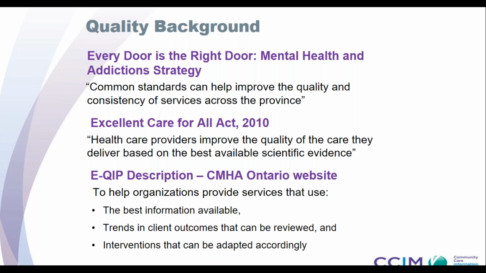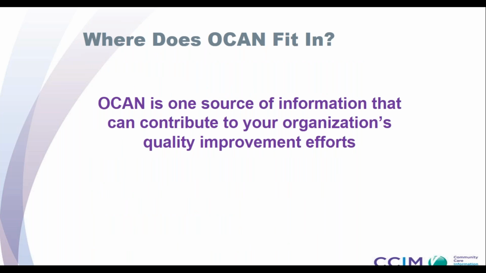And then we have the E-QIP description, and this is from the CMHA Ontario website. The big objective of the E-QIP is to help organizations provide services that use the best information available, trends in client outcomes that can be reviewed, and interventions that can be adapted accordingly. So what does that mean? Where does OCAN fit in? Really, where it fits in is that OCAN is one source of information that can contribute to your organization's quality improvement effort.